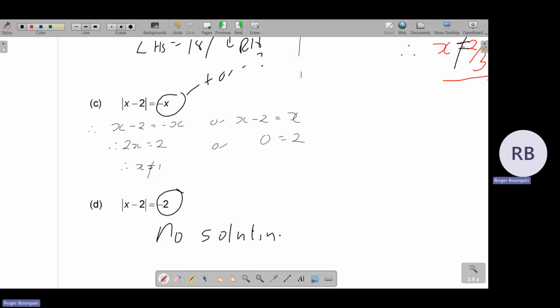That doesn't work. And here, we get a nonsense situation. Is 0 equal to 2? No, it is nonsense. It leads to a nonsense situation. If an equation leads to a nonsense situation, an incorrect statement, there's no solution there.